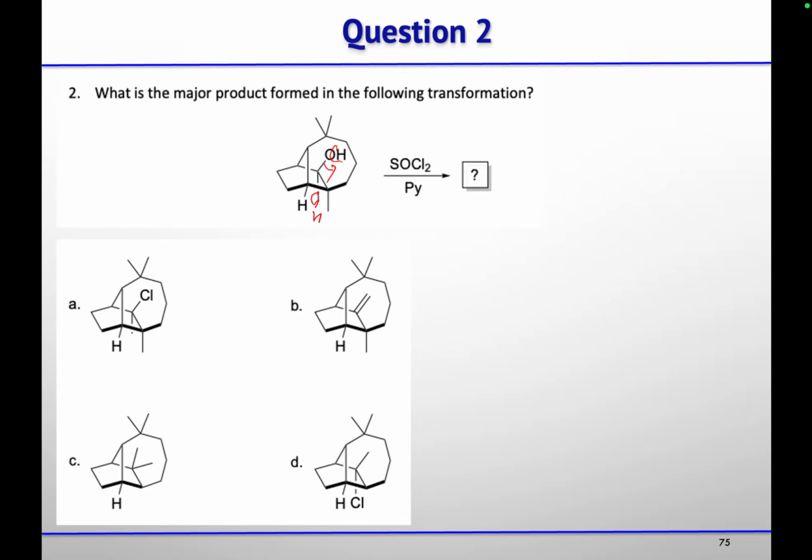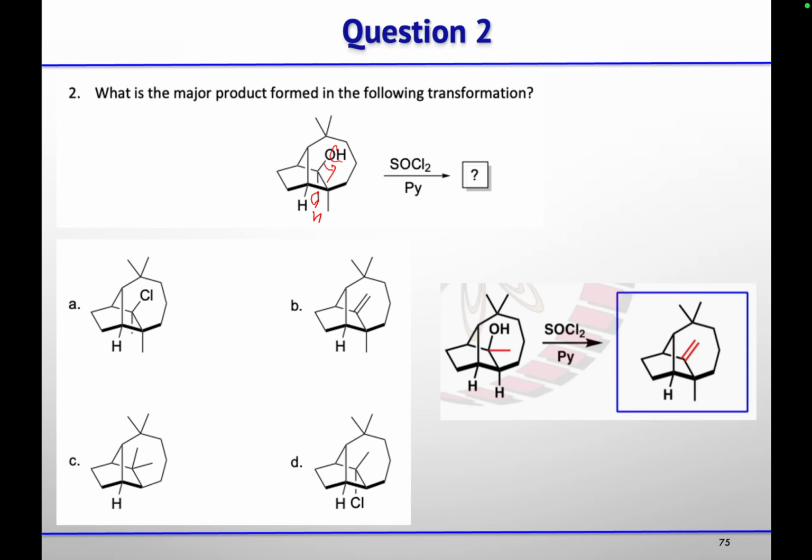So the correct option is option second. First this alcohol will convert to the chloride, and then pyridine will take the proton from the methyl and then elimination will take place to get the corresponding olefin.